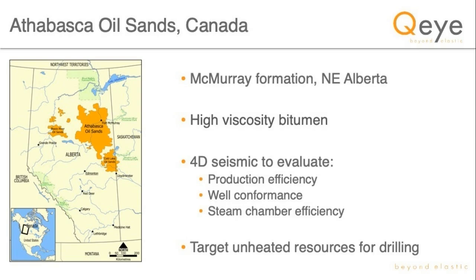It's the McMurray Formation, northeastern Alberta, as you see on the map. One of the key things here, of course, is this is high viscosity bitumen, so the oil is really difficult to move. So the 4D seismic, the objective of the project was to look at the production efficiency, look at well conformance, and try and understand the steam chamber efficiency. And as a result of that, potential targets, unheated areas, could then be targeted for infill drilling.